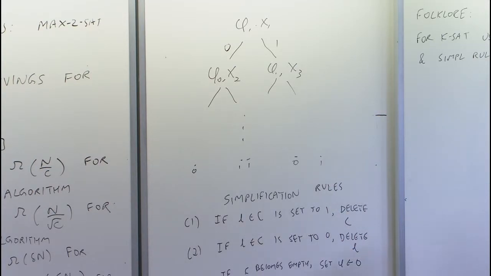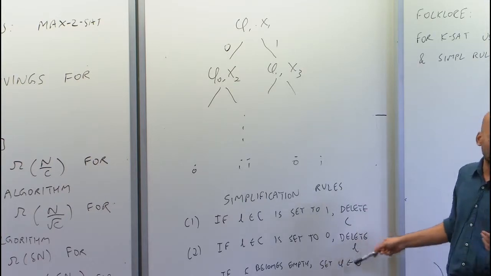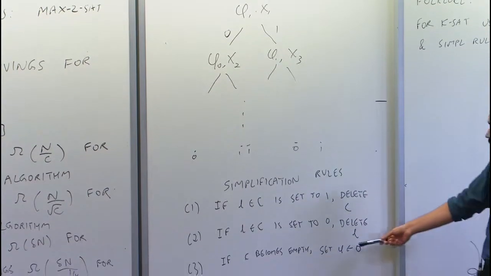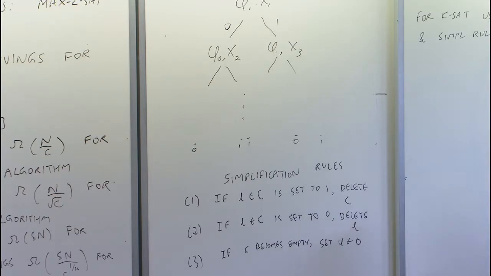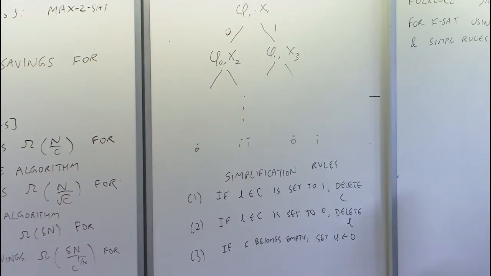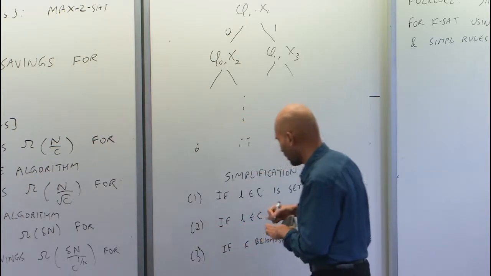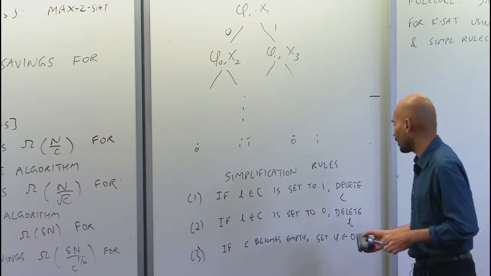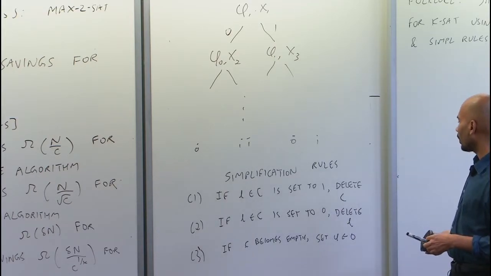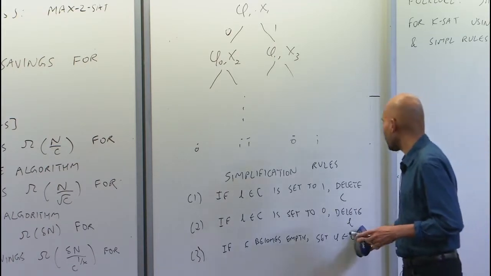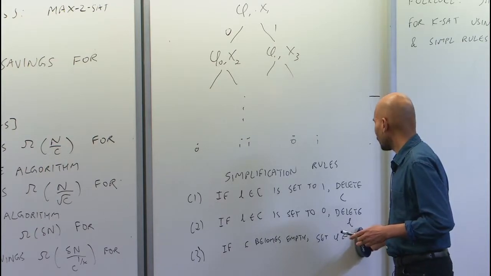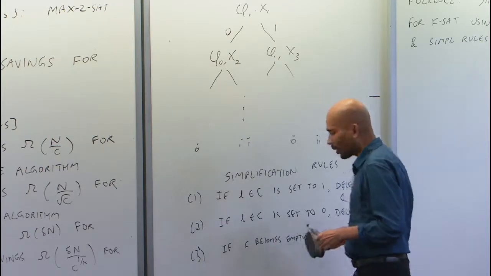That also means that you need a different notion of simplification rule, because this simplification rule is not going to be helpful to us. It's kind of removing important information. So we're just going to modify this last simplification rule 3 in kind of a minor way, and let's call it 3 prime. And we'll just say, if C becomes empty, we just delete C.